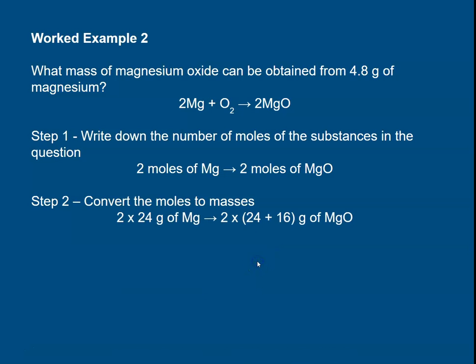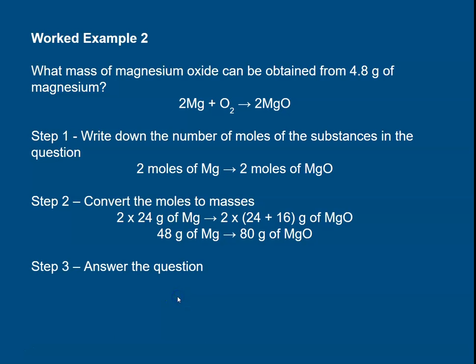Okay, so to do that, 2 times the AR of magnesium goes on to form 2 times the AR of magnesium plus the AR of oxygen for magnesium oxide. Do the sums, and I get 48 and 80. Again, this is the stage where you might be able to think, oh yeah, 48, 80, so 4.8, yes, I can work out what that will give.